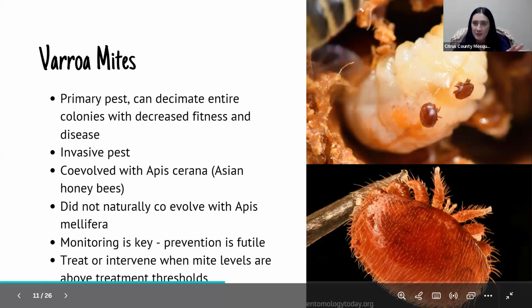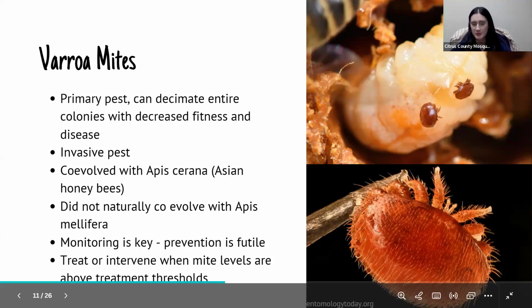So when the mites traveled over, and now they're on every continent in the world except for Antarctica, the Western honeybee, because they had not co-evolved with the varroa mite, are not adapted to dealing with them. So for the Asian honeybee, not a problem. Varroa mites are not really an issue in their colonies. They're just like a pest that they have to deal with, but they know how to deal with them. But for us, it decimates colonies because our bees just don't know how to deal with them. So that's a quick why they're so invasive.